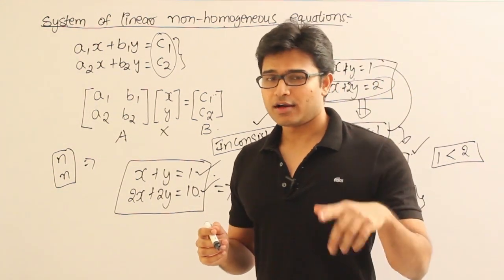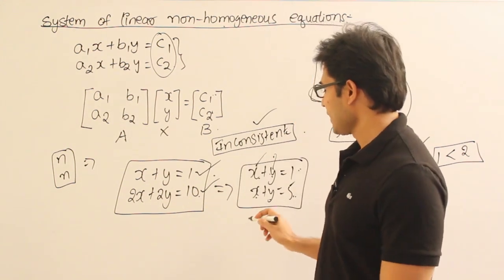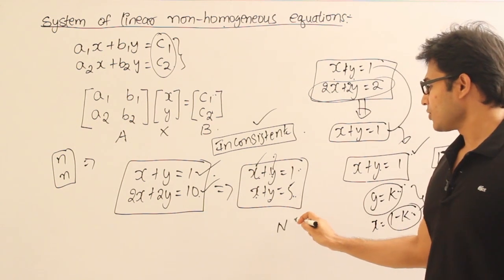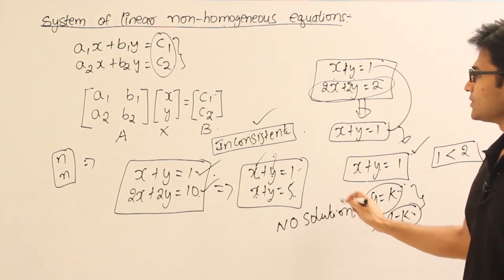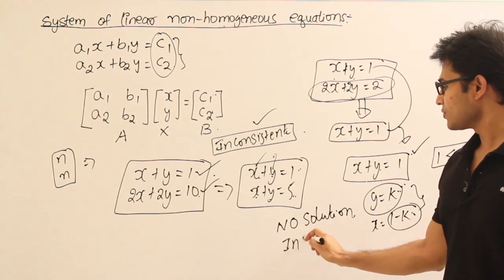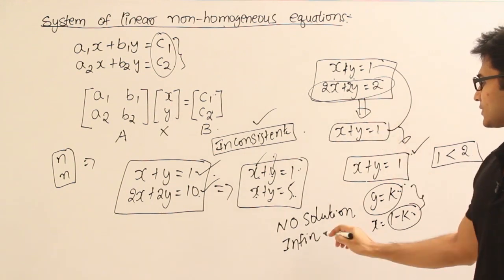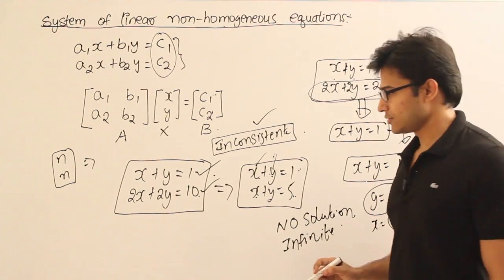One is infinite number of solutions and the other is zero solution. But here we have three cases to worry about. One is no solution at all, right? This is the case, inconsistent. And the other is infinite number of solutions. This is the case. Let's take one more example about the unique solution also.